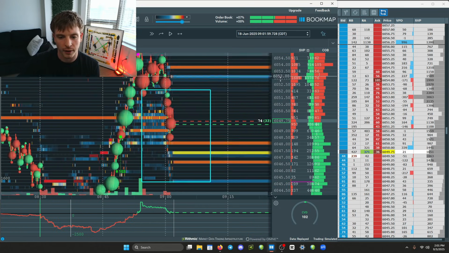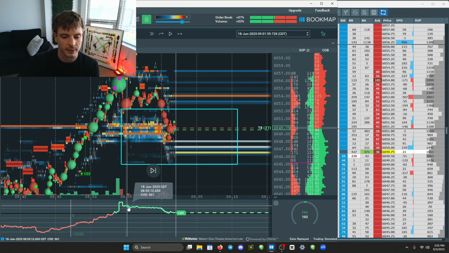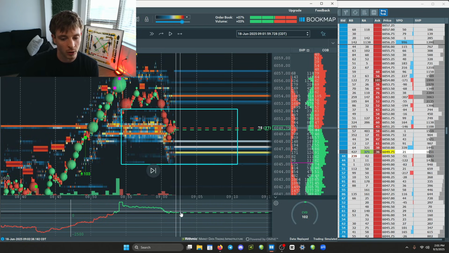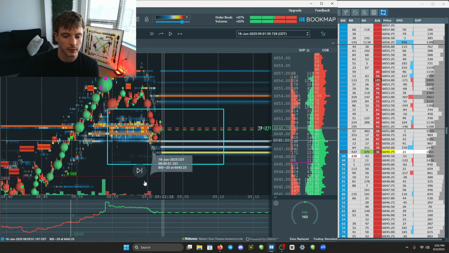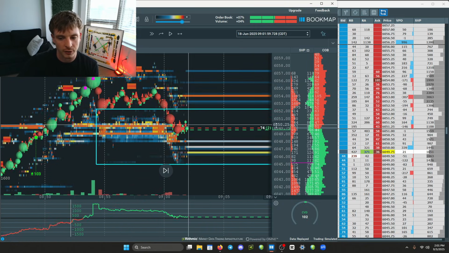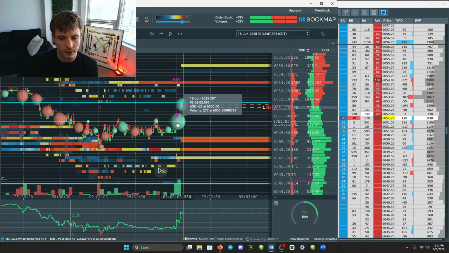Another thing I'm noticing when I zoom out a little bit is, see how the CVD is kind of moving down, but it's not really moving down a lot. That's a good sign that this pullback was just weaker selling and that these buyers are still going to be factored into the market. So let's just say at the first sign of this aggression, you got long at 60.50.